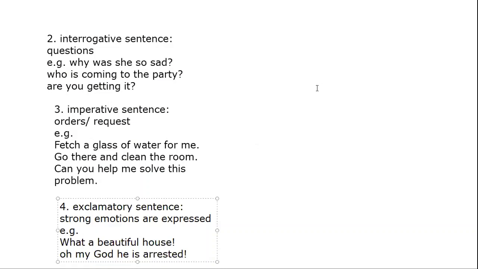What you have to do in your homework or in your assignment is to take down different sentences from your textbooks and try to categorize them according to their type, according to the meaning, into different types of sentences according to the meaning.